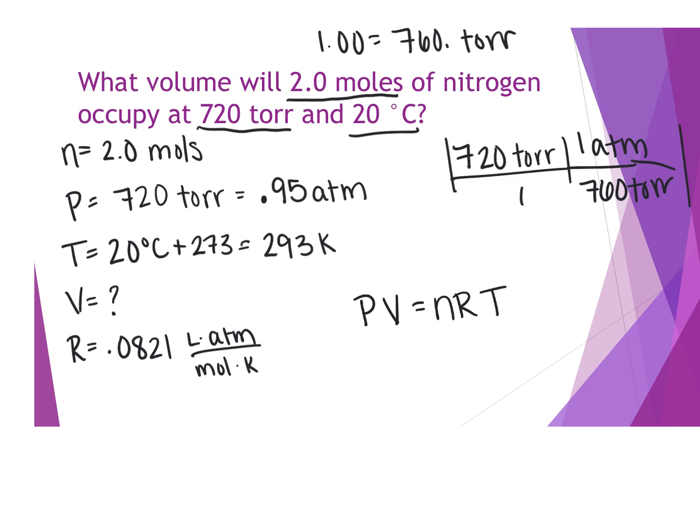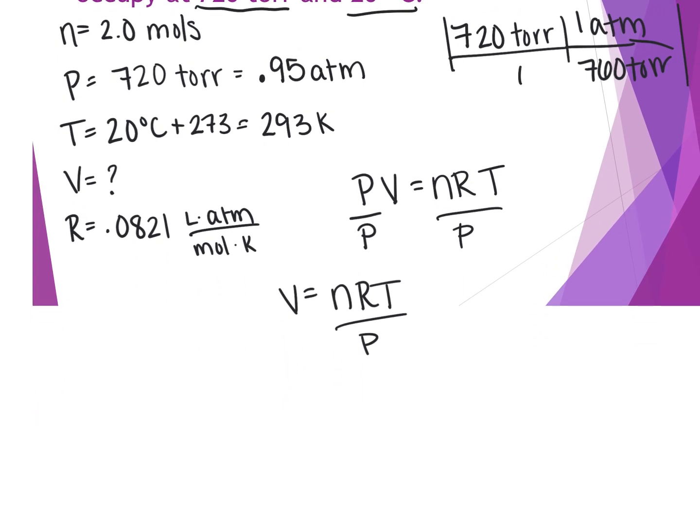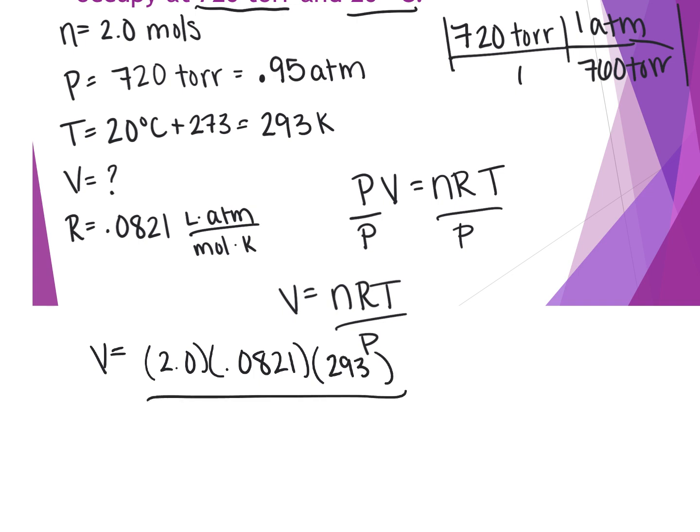What letter are you solving for? V. So how do you move P to the other side? Divide. So V equals nRT over P. Now can we just plug in? What's n? Is it 2.0? R is 0.0821, and then T is 293, and then divide it by P, which is 0.95.